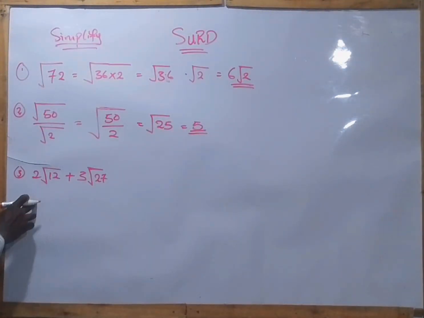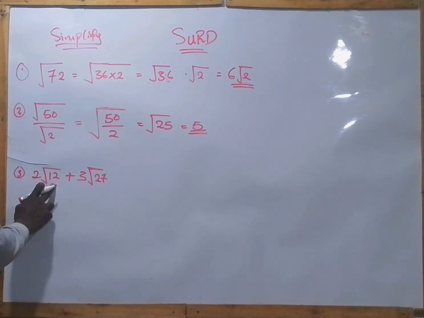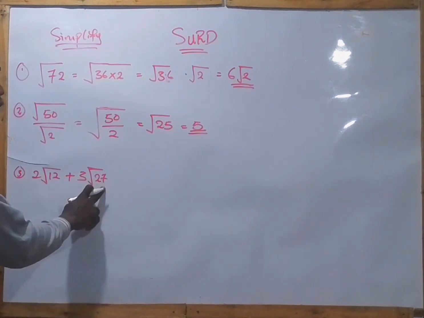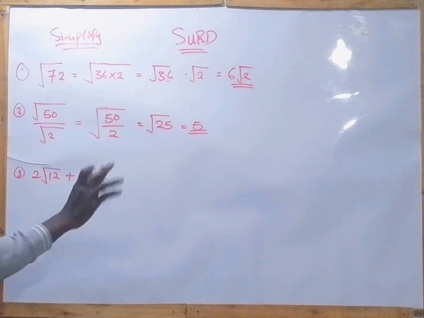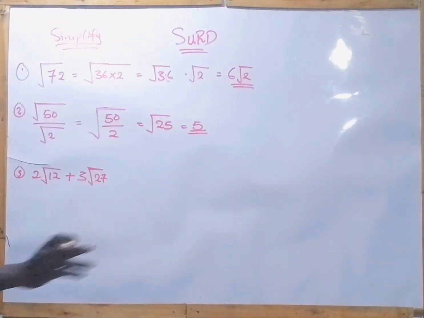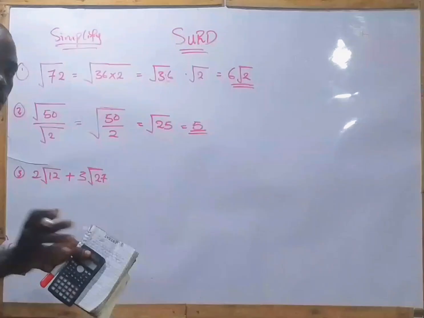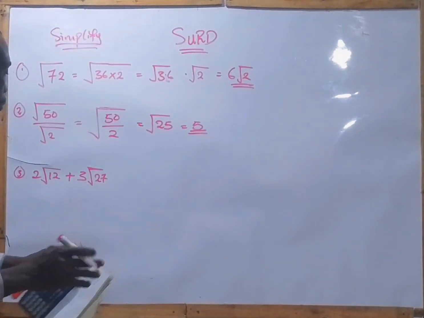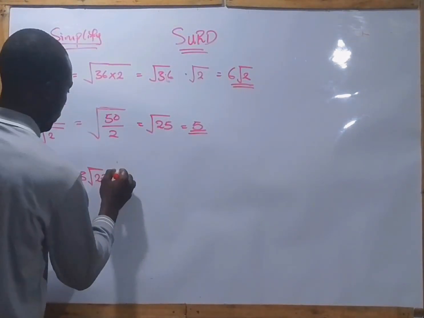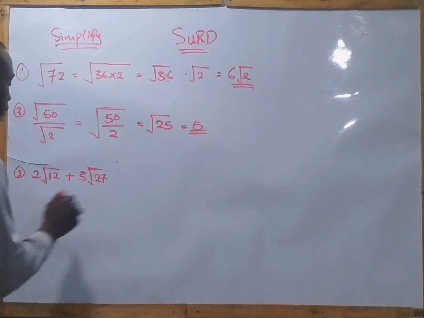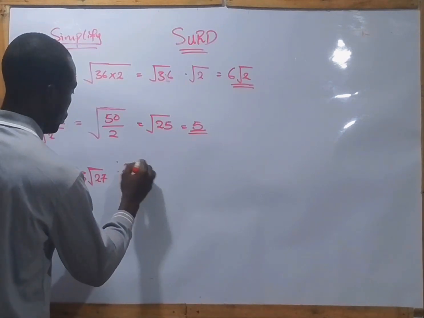Now, number 3, we have 2 root 12 plus 3 root 27. What you do here is you separate them. After you have been able to get each, you bring them together. Now, the first thing you do is take 2 root 12.